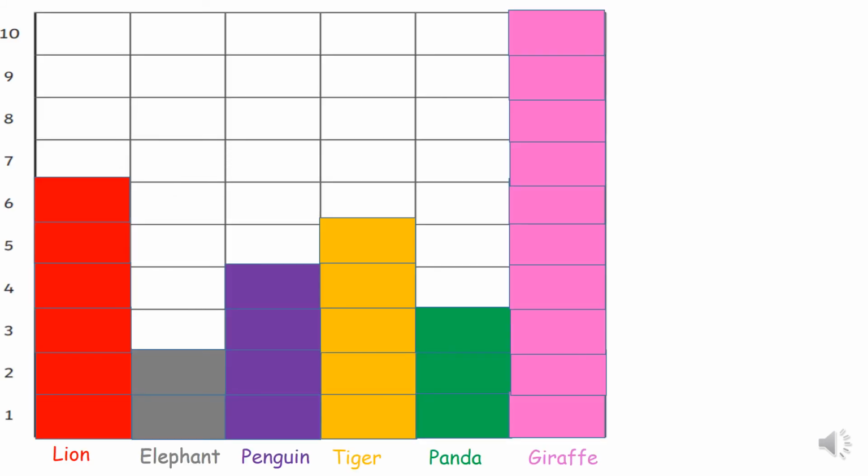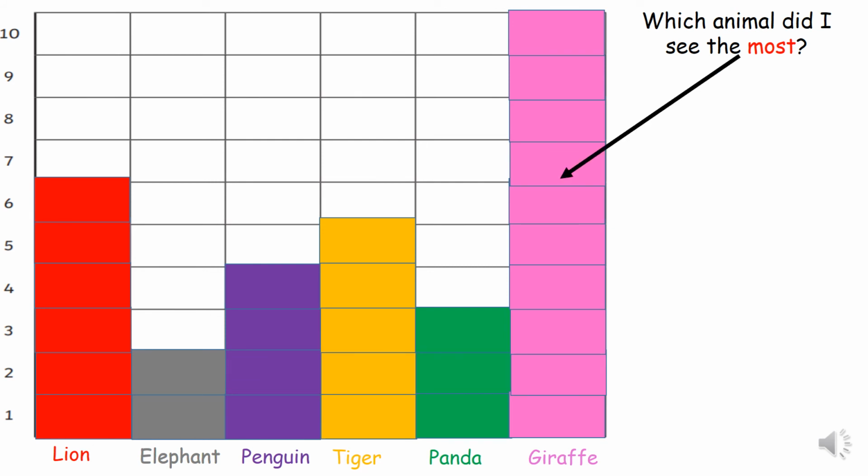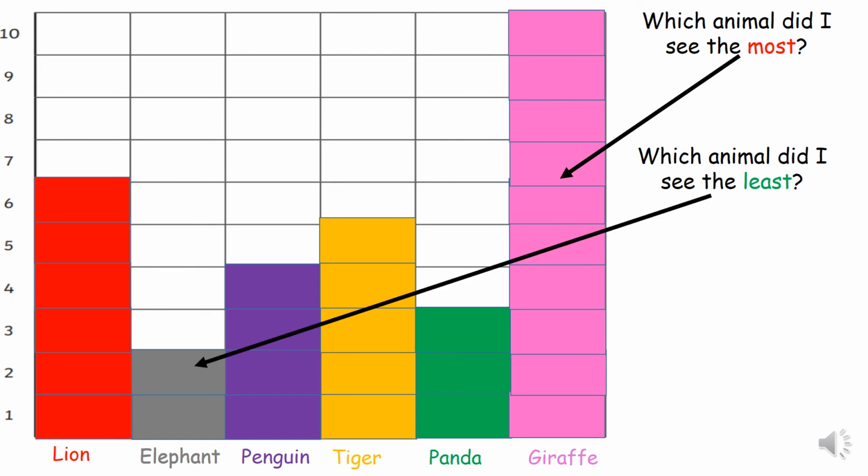So let's have a go at using our block diagram to interpret the data. Which animal did I see the most? What you need to do is look at the block diagram and look at the items. So our items along the bottom, they are the animal names. So which animal had the most squares, the largest number? Good, it was giraffe. It's very clear to see that the giraffe had more than any other animal. Which animal did I see the least? Again, you need to look at the block diagram and see which animal had the smallest number of squares, the least. Good, it was elephant because the elephant only had 2 squares and every other animal had more than 2.